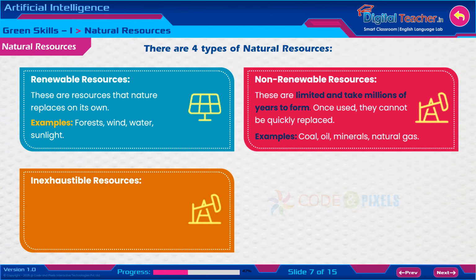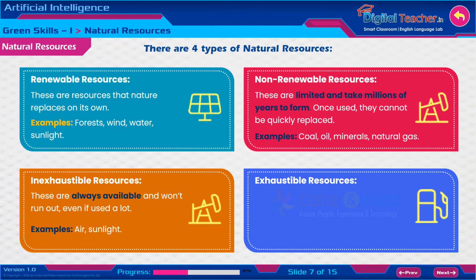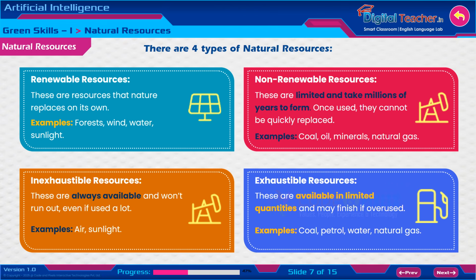Inexhaustible resources. These are always available and won't run out, even if used a lot. Examples: air, sunlight. Exhaustible resources. These are available in limited quantities and may finish if overused. Examples: coal, petrol, water, natural gas.